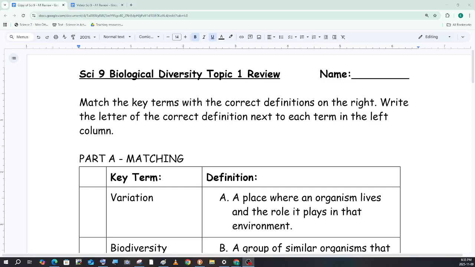Hello, grade 8-9. We're going to start off today's lesson by going over the worksheet from last class, which dealt with the concepts that we encountered in the first part of our biological diversity unit. All right, so part A of our worksheet dealt with matching.